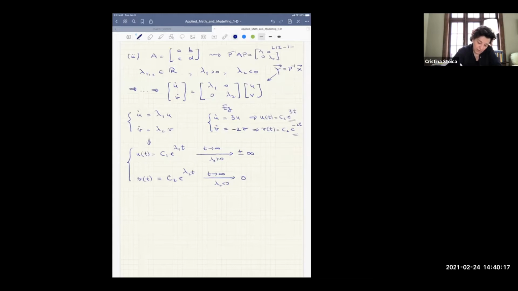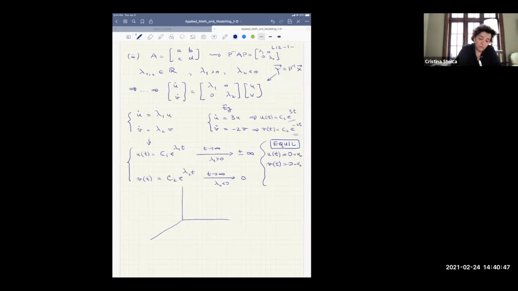If I do the picture in 3D, we're looking at the stability of the solutions u of t equals 0 and v of t equals 0. This will be the equilibrium x naught y naught in the y coordinates, so we just shifted it to be the origin. So this is u naught and v naught.